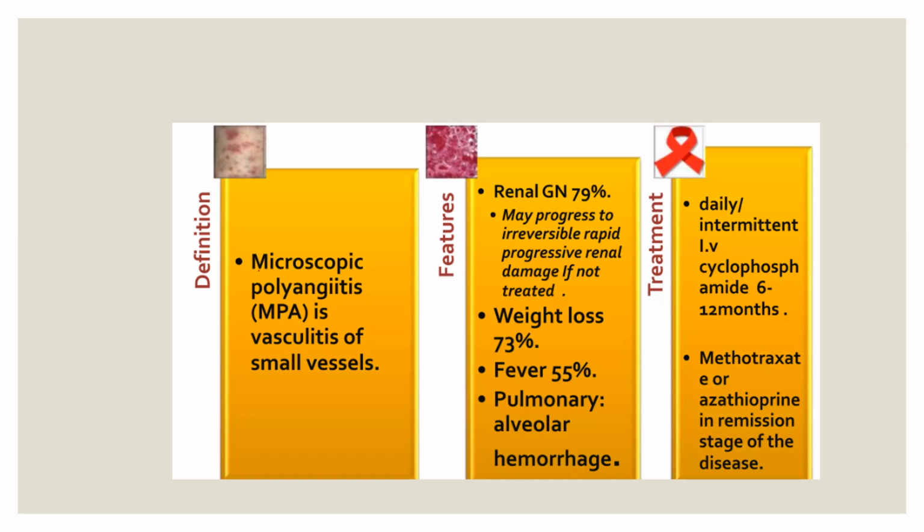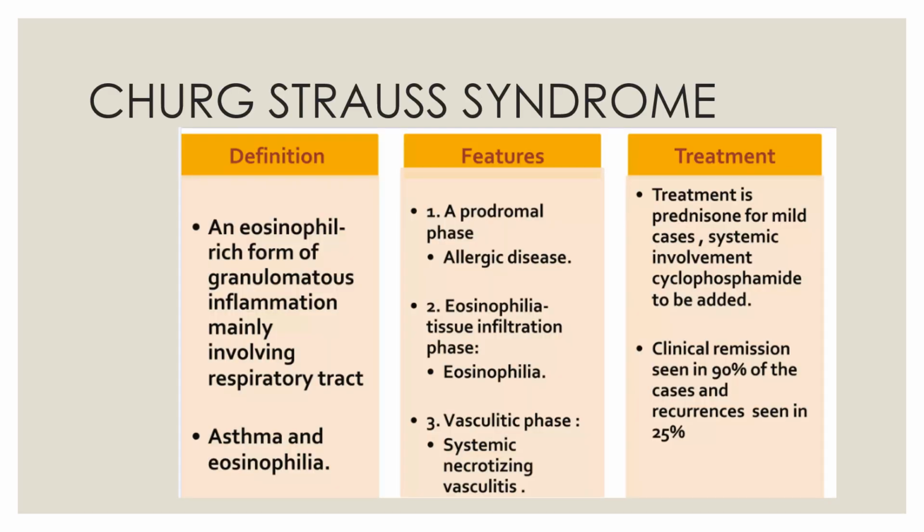Now, microscopic polyangiitis is vasculitis of small vessels. Again, there can be pulmonary alveolar hemorrhage, and the treatment is cyclophosphamide, and otherwise you can give methotrexate or azathioprine. Churg-Strauss, also called eosinophilic granulomatosis with polyangiitis, has an eosinophil-rich form of granulomatous inflammation. So it is granulomatous and associated with asthma and eosinophilia. The treatment is again prednisolone.